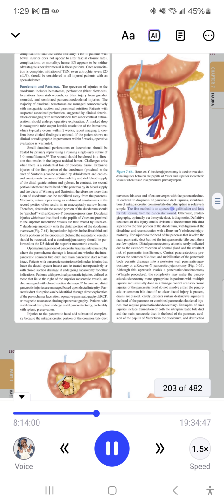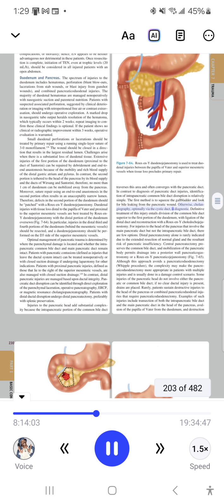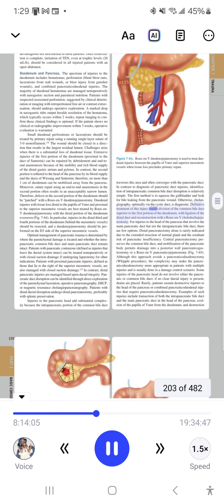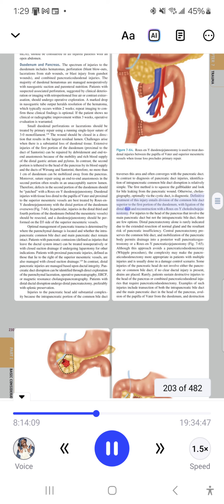The first method is to squeeze the gallbladder and look for bile leaking from the pancreatic wall. Otherwise, cholangiography, optimally via the cystic duct, is diagnostic. Definitive treatment of this injury entails division of the common bile duct superior to the first portion of the duodenum with ligation of the distal duct and reconstruction with a Roux-en-Y choledochojejunostomy.